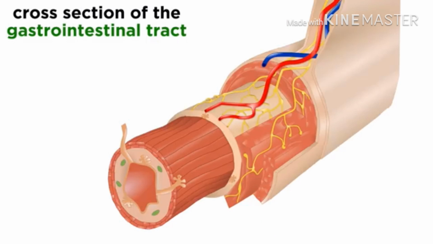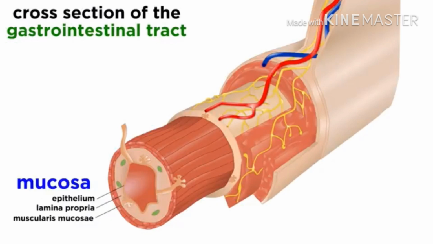Now, let's get a closer look at the GI tract. As a whole, we can see the basic structures that surround the lumen of the tract. The innermost layer is the mucosa, or the mucous membrane. This secretes digestive enzymes and hormones into the tract and also absorbs food into the blood. It is made of simple columnar epithelium, followed by the lamina propria made of loose areolar connective tissue, and then the muscularis mucosa made of smooth muscle.